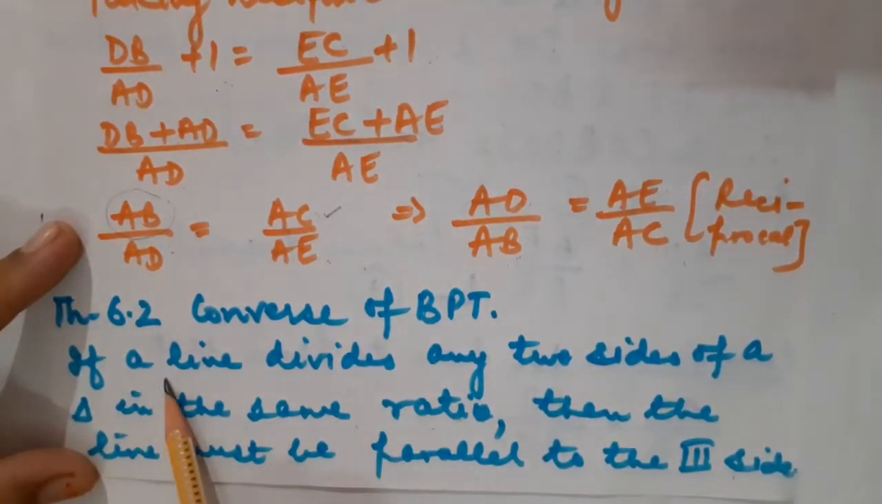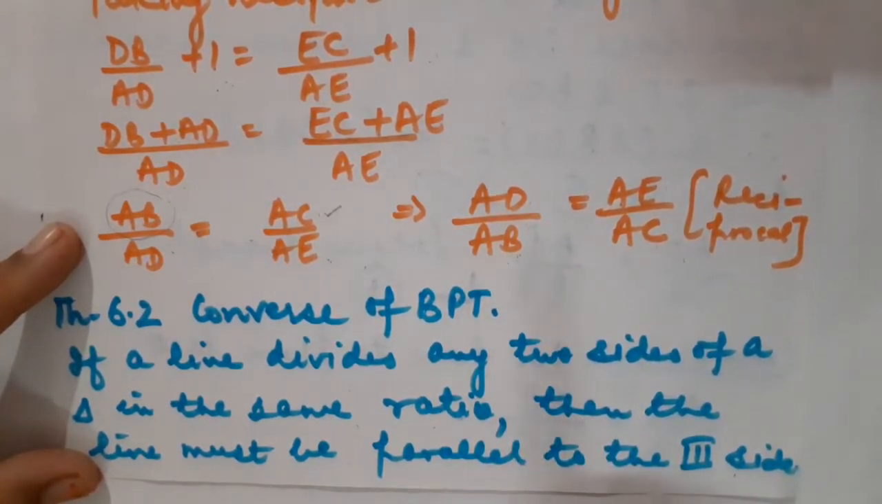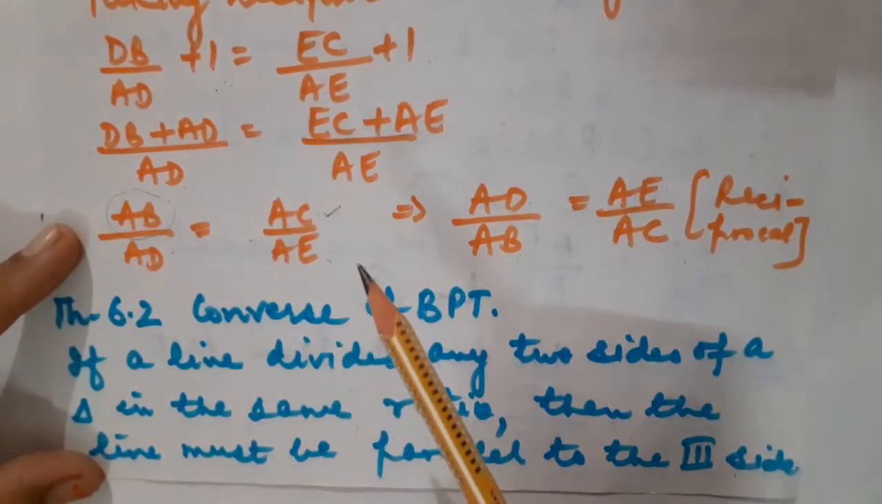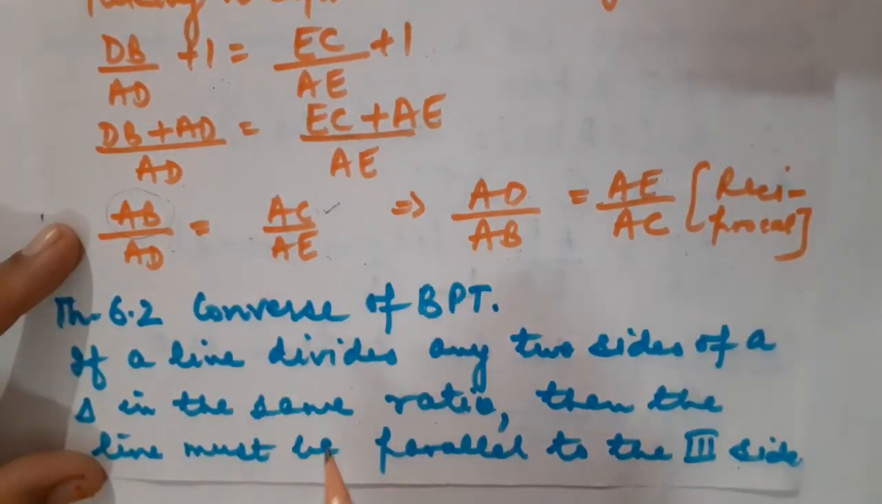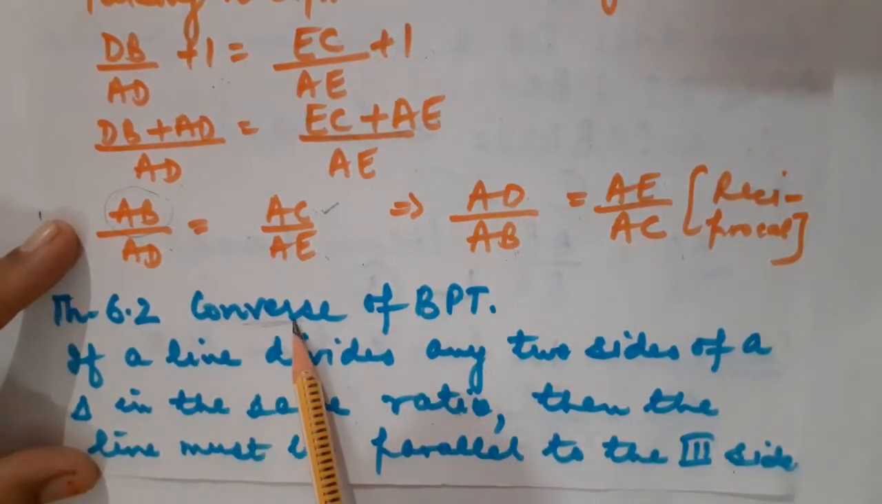In BPT you learnt that if a line is drawn parallel to one side of a triangle, then that line is going to intersect the other two sides of the triangle at two distinct points, and then those two sides will be divided in the same ratio. But here what is given to you? Please be alert, as it is the converse.